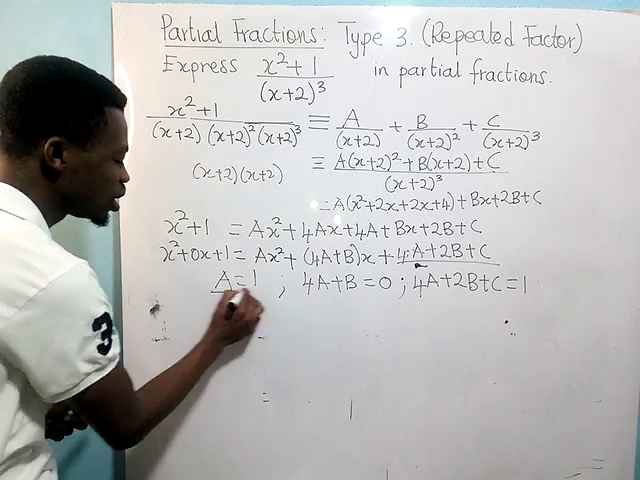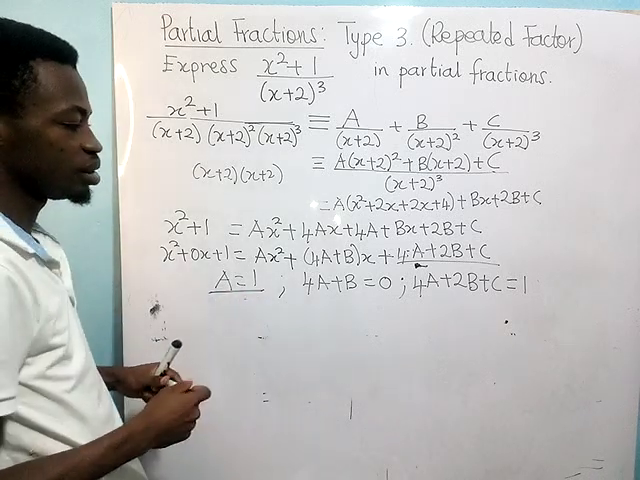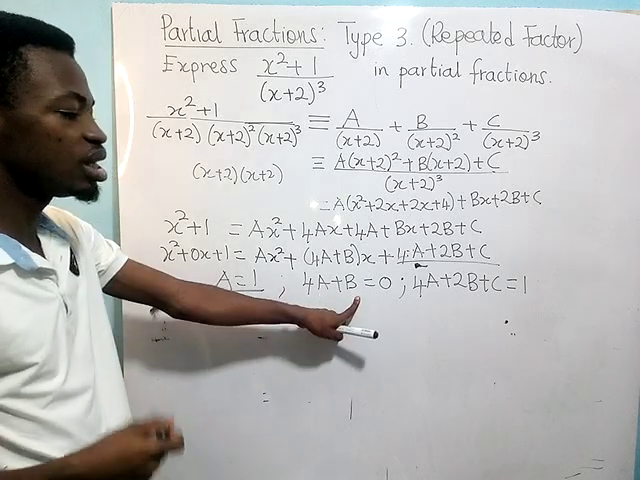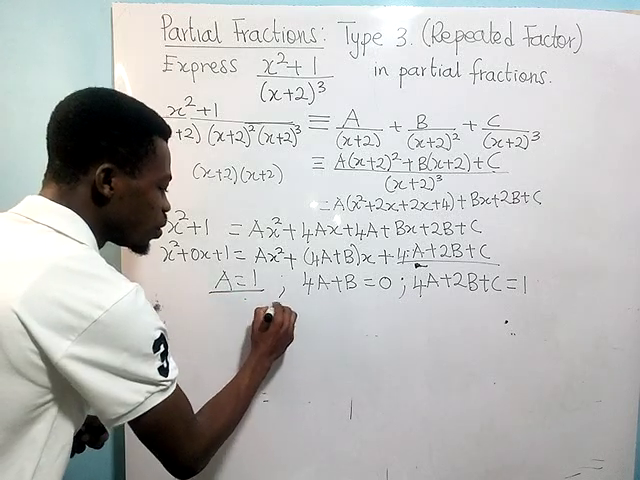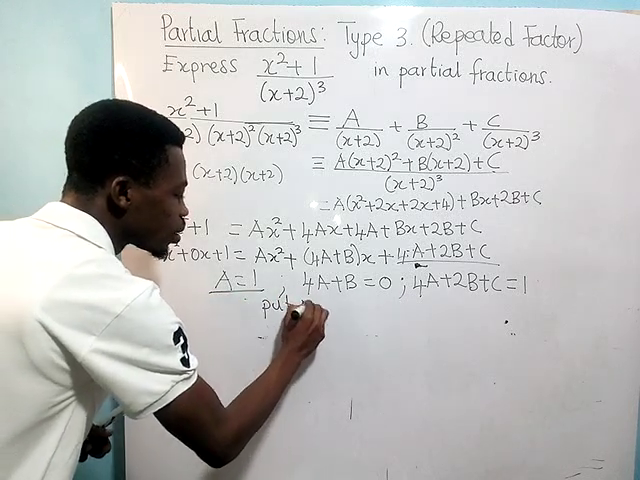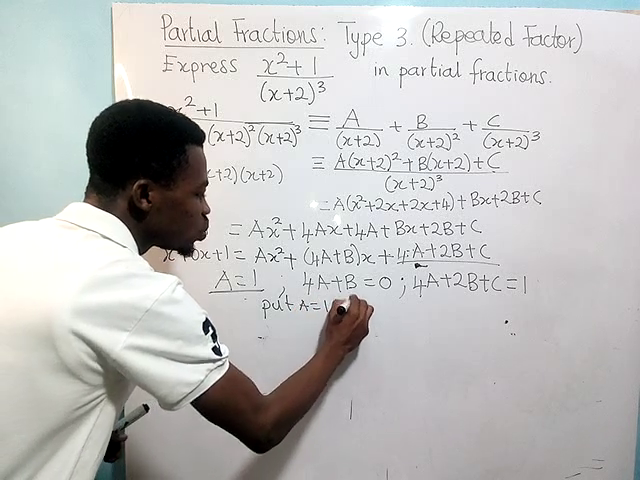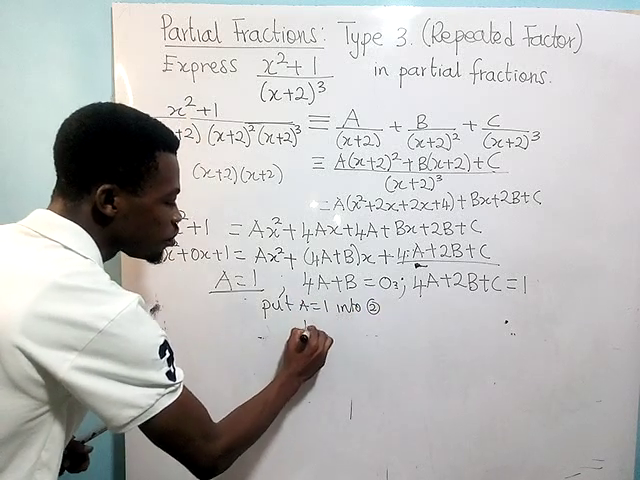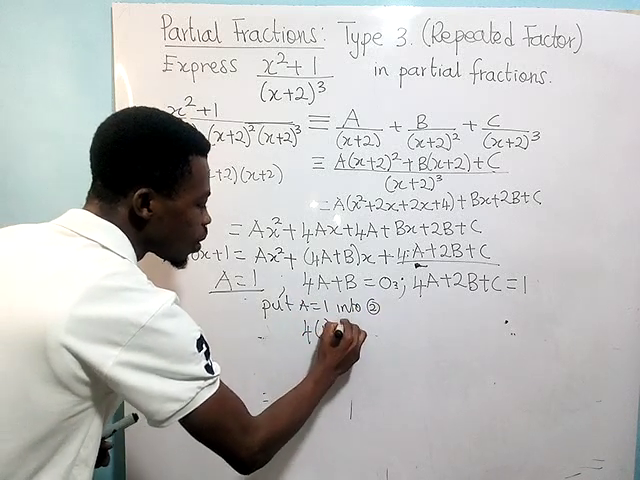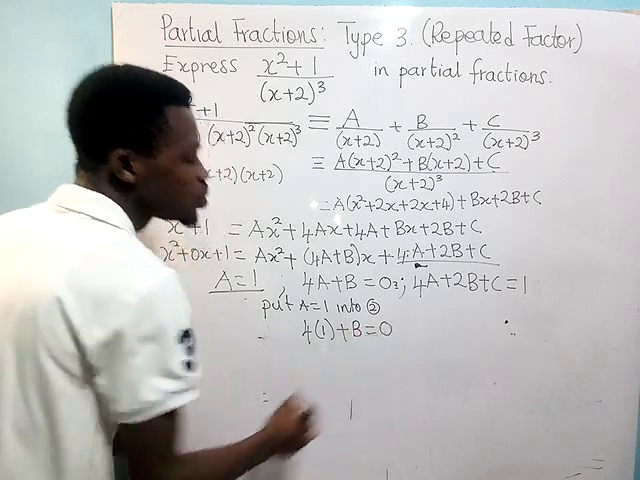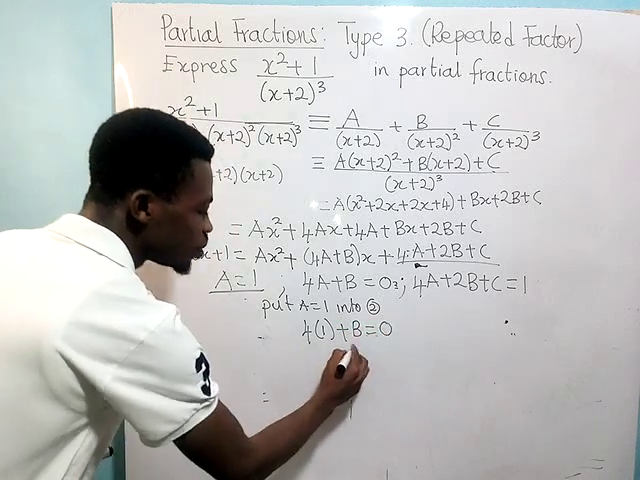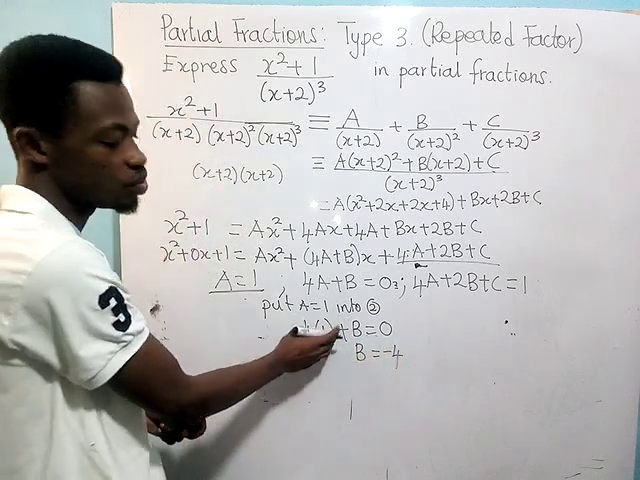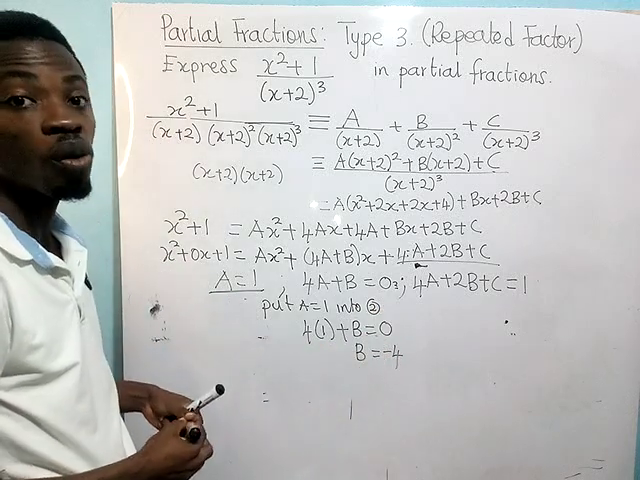Then now we solve this. Straight away we know the value of A as 1. Now to obtain B, we can substitute A into the second equation. Put A equal to 1 into what we have here. So we are going to have 4 times 1 plus B is equal to 0, where now we have B equal to negative 4, because 4 times 1 is 4, it crosses and becomes negative 4.